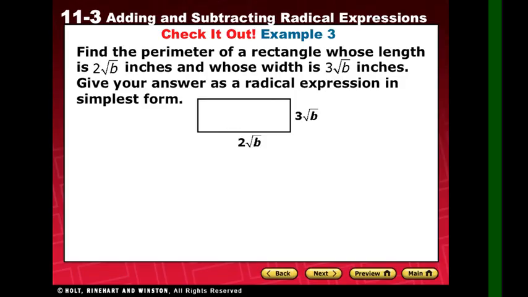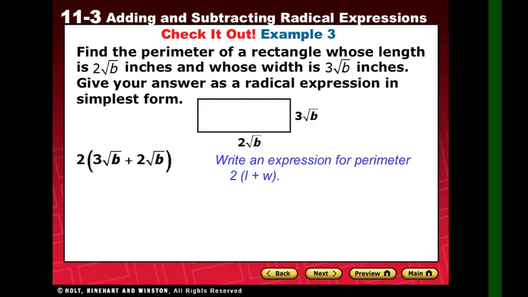Another, find the perimeter of the rectangle whose length is 2 square root of b inches and whose width is 3 square root of b inches. Give your answer as a radical expression in simplest form. So as we all know, the formula for the perimeter of the rectangle is 2 quantity length plus width. Tama ba ako? Tama. Okay. Write an expression for perimeter 2 quantity length plus width. Pag sabing quantity, that's open and close parentheses. So the length is 2 square root of b and the width is 3 square root of b.